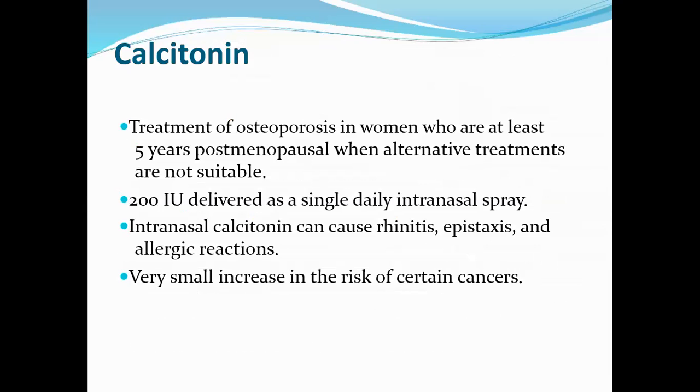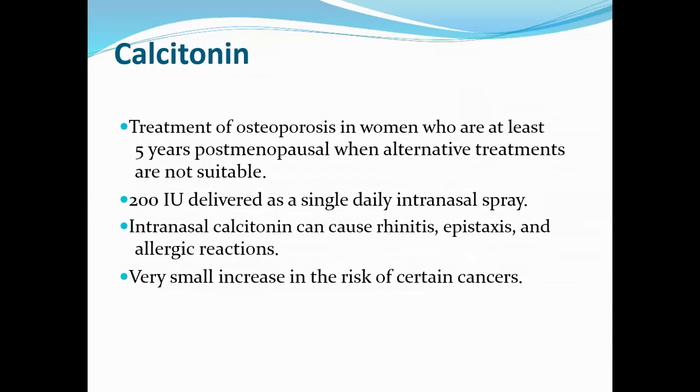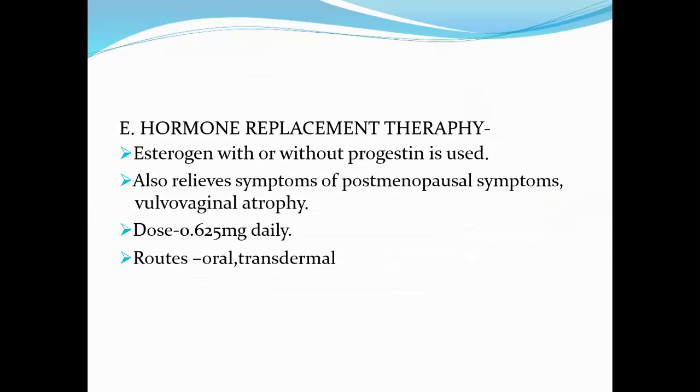Those are to be given. Drug safety considerations and calcitonins are to be given. For this, bisphosphonates are all to be given in this way. Hormone replacement therapies, estrogen with or without progestin, are also used to relieve the symptoms of postmenopause, such as urogenital atrophy. The dose is about 0.625 milligram daily, and the route is oral or transdermal.